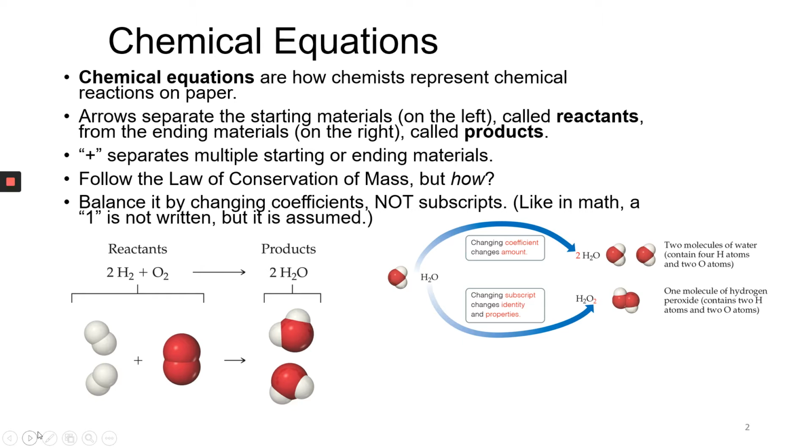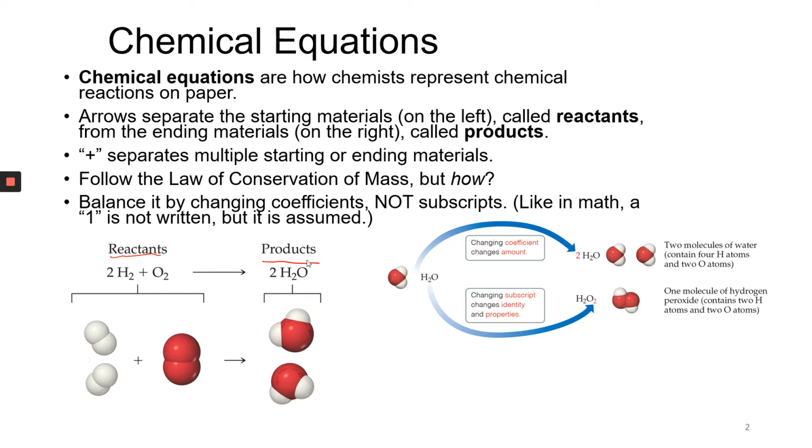Chemical equations are like a recipe to a chemist. They represent chemical reactions on paper. When you have an arrow separating it, the items on the left of the arrow are your reactants, and the items after the arrow are your products. The plus sign just means that they are being reacted with each other.